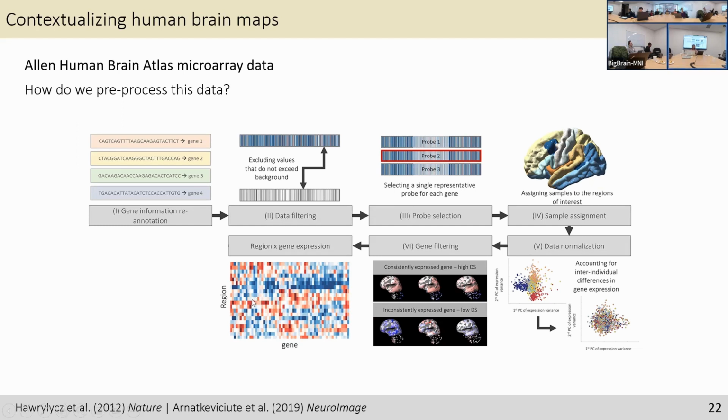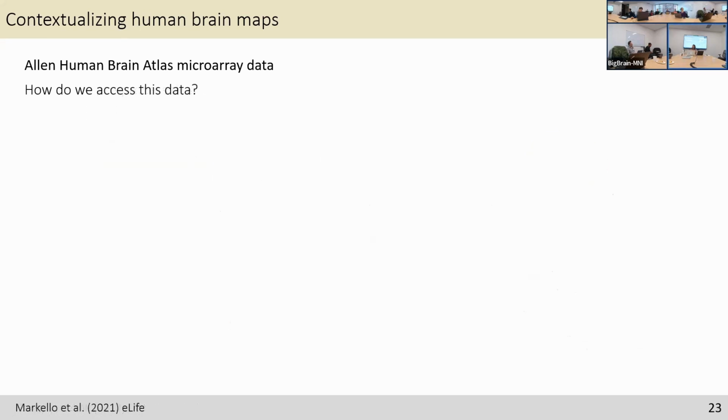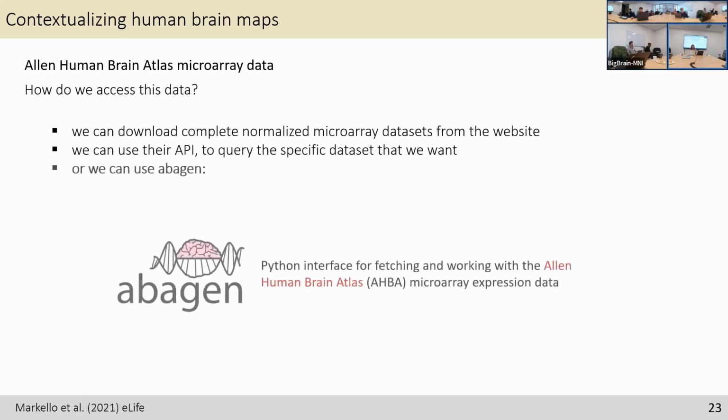Ultimately, what you want to end up with is a brain region by genes matrix that tells you the expression level of each gene in each brain region. It is quite a daunting task to do all of this processing, and that's where Abagen came in, because we've added all of these processing steps inside of Abagen, allowing you to just decide. In this case, you can decide how you do the pre-processing, as opposed to Neuromaps. You get to decide, for every single one of those steps, what you want to do.